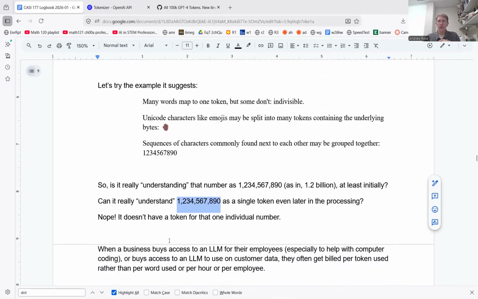We can also point out that when a business buys access to an LLM for their employees, especially to help with computer coding, or buys access to an LLM to use on customer data, like people rating and writing reviews of products or whatever, the business often gets billed per token used rather than per word used or per hour of AI use or per employee.